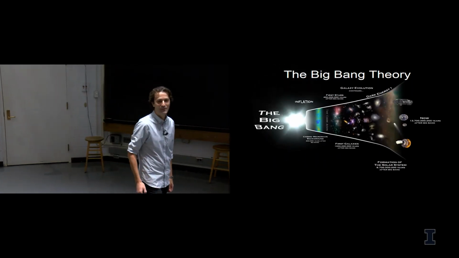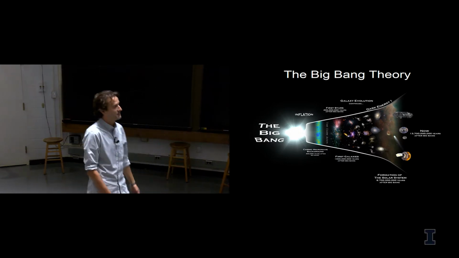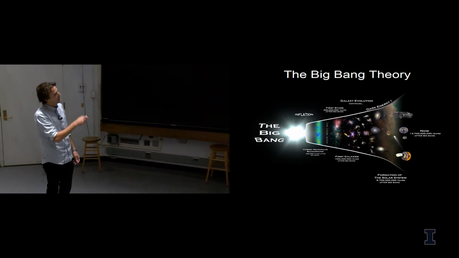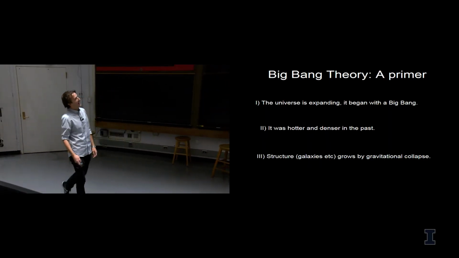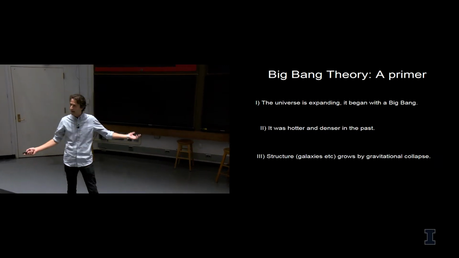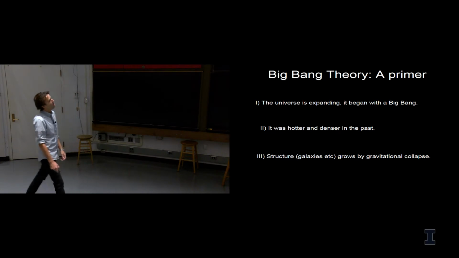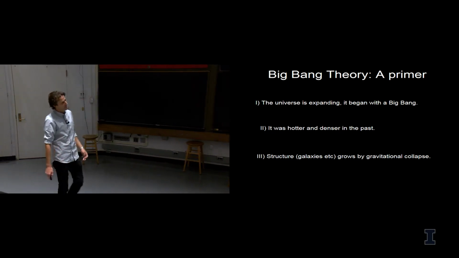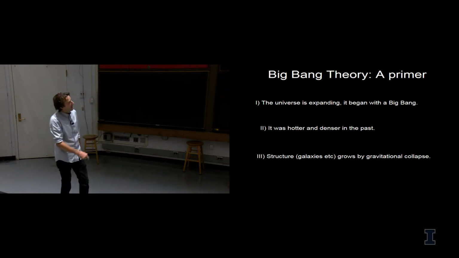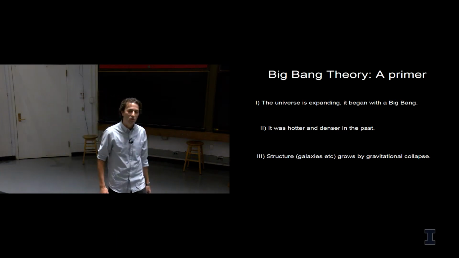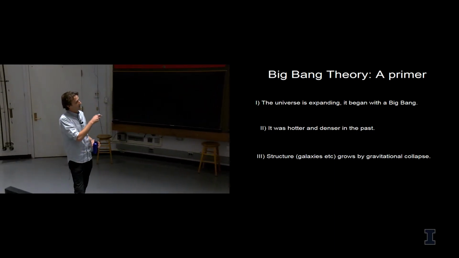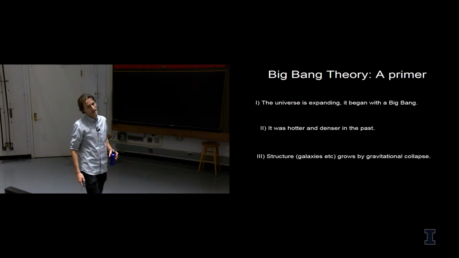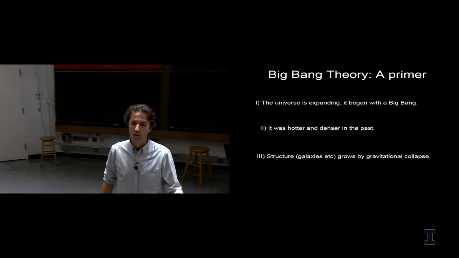Of course, the real Big Bang Theory is a thing. The Big Bang Theory has the universe beginning in this Big Bang and expanding ever since. To really tell you about the quantum origins of fluctuations, I need to give you a little bit of a primer on what exactly this theory is. The things to know: the universe is expanding, and it began with a Big Bang in the beginning. This expansion means that in the past, the universe was hotter and denser, and structure in the universe, so galaxies, stars, etc., is formed from gravitational collapse. So things started out small in the past and grew into the future.